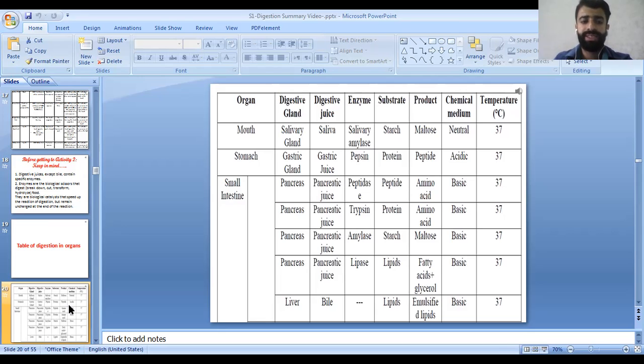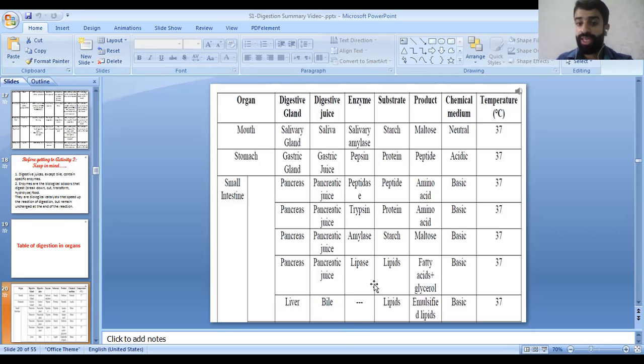In the stomach, gastric glands secrete gastric juice that contains the enzyme pepsin, which works on protein to give peptides. Also, the pancreas secretes pancreatic juice that contains the enzyme peptidase, which works on peptides to give amino acids. Also, trypsin works on protein to give amino acids. Amylase works on starch to give maltose, and the medium is basic. Lipase works on lipids to give fatty acid and glycerol.